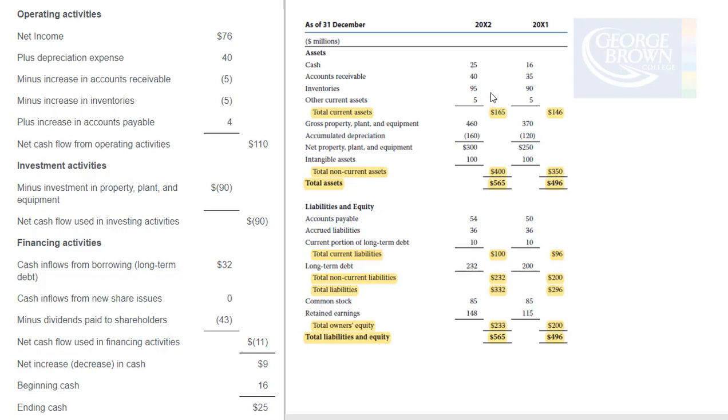So inventories has increased from 90 to 95. That's a use of cash. Inventories has increased, so that's a negative 5. Again, if inventories had gone down from 90 to 85, that would be a positive number.